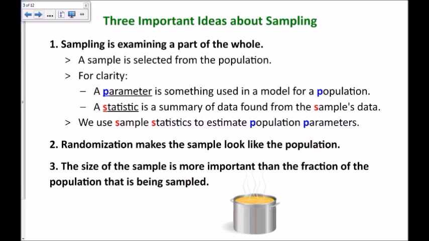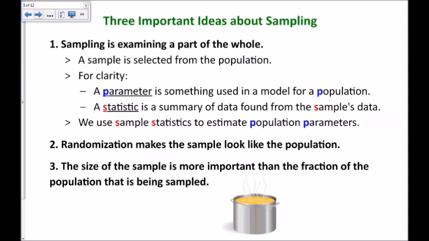There are 3 important ideas about sampling. First, sampling is examining a part of the whole. You draw your sample from the population, which is an idea I know we've already discussed in these videos. Now, there are 2 vocabulary words you have to be aware of. First, a parameter is something used in a model to describe the population. Okay, parameters describe the population.